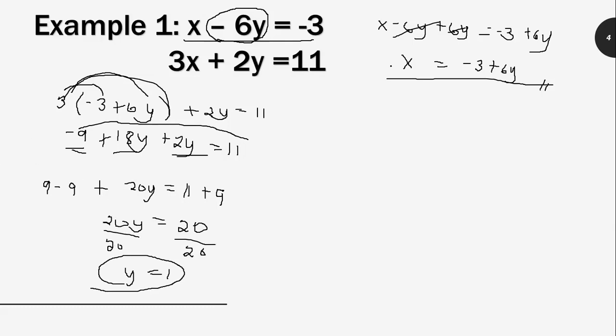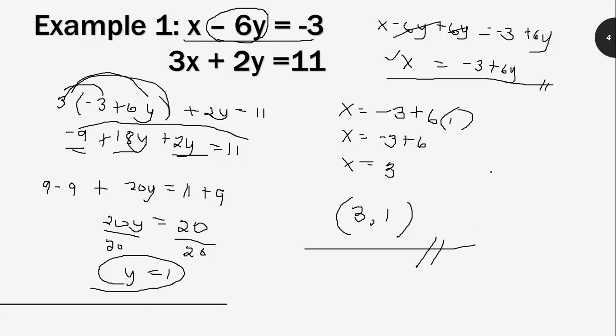In that, we use this equation to get the value of our x. x is equal to negative 3 plus 6y. Substitute the value of y, which is 1. x is equal to negative 3 plus 6 times 1, we have 6. Negative 3 plus 6 is equal to 3. So our solution would be x is 3, y is 1. So this is our answer for example number 1 using the substitution method.